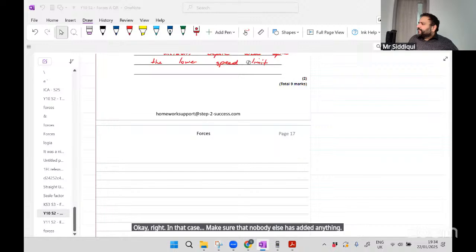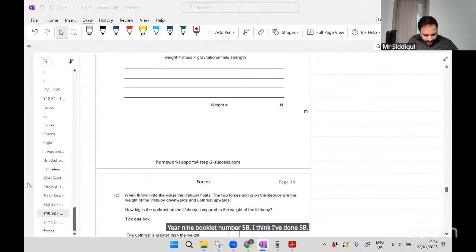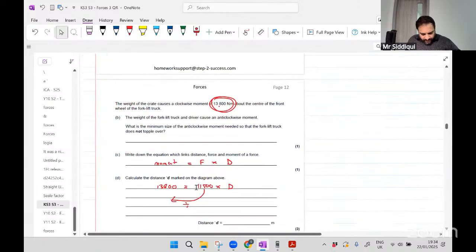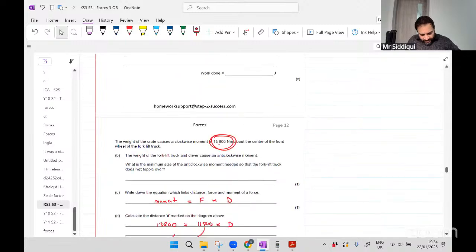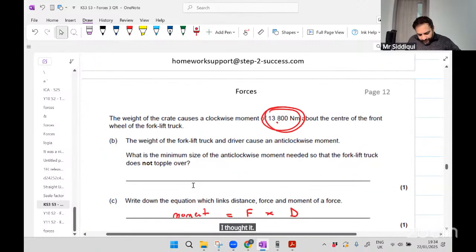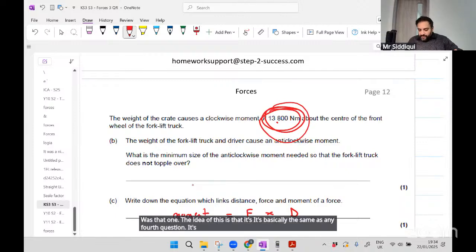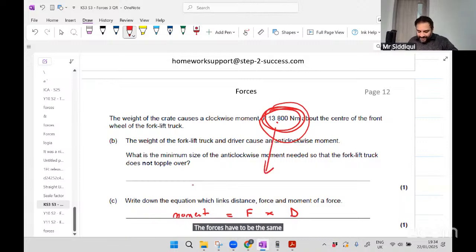Year nine booklet number 5B. I think I've done 5B. Oh, I thought I did. Okay, I'll just tell you the answer. It is the same answer as that one. The idea of this is that it's basically the same as any force question. If you want something not to move, in this case not to topple over, the forces have to be the same. So it is actually just the same answer to that question.